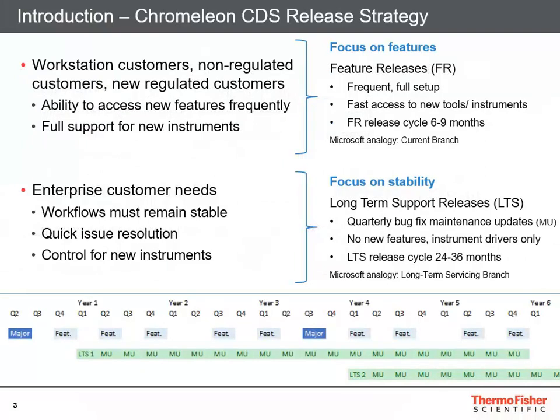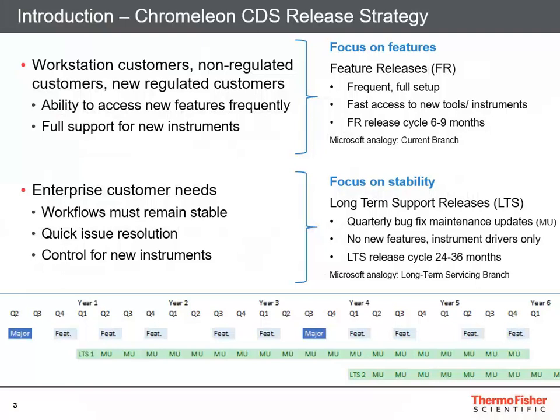Before we get into the content of the latest release, I think it's important to quickly recap the change in Chromeleon release strategy that I described in more detail in the Chromeleon 7.2.6 introduction video. We now have 2 streams that run in parallel. The first is our feature release stream, which is a focus on features, aimed at our workstation customers, non-regulated customers, or new regulated customers who may want the latest and greatest when they join. It is regular releases of new features and new instruments, and it's always a full setup, on a cycle of roughly 6 to 9 months.